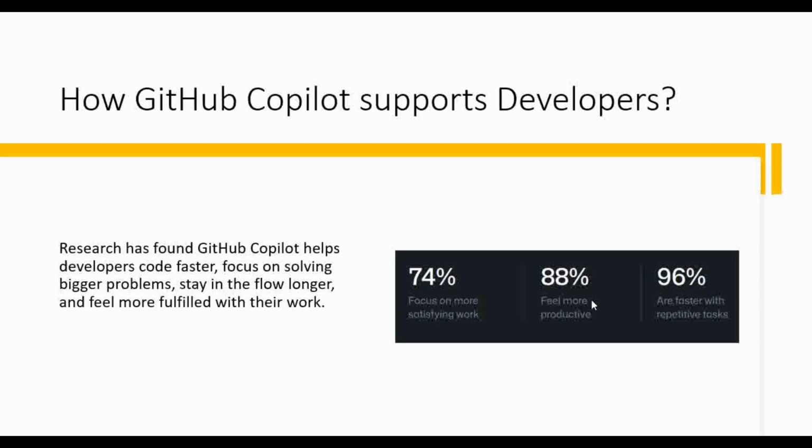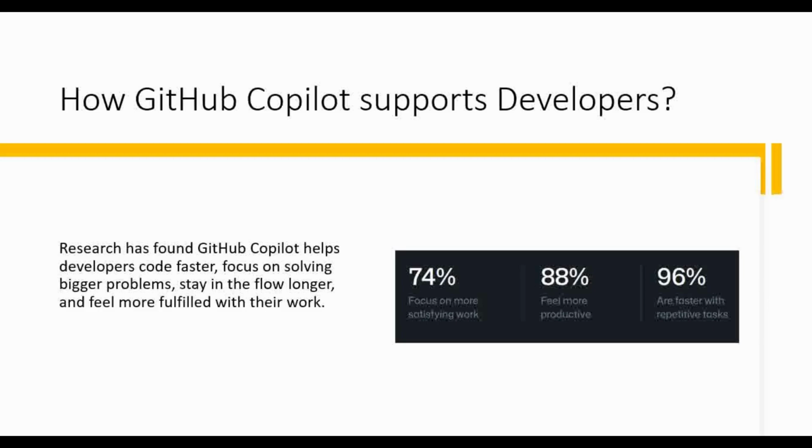88% feel more productive. So 88% of developers are more satisfied with this product, and it has increased their productivity, right? And 96% are faster with repetitive tasks. With this tool, developers are able to complete repetitive tasks faster, and it is very helpful. You give a prompt, and the AI model gives you suggestions, not only one but multiple, and based on them you can select whichever you want. But here again we have to consider one thing.